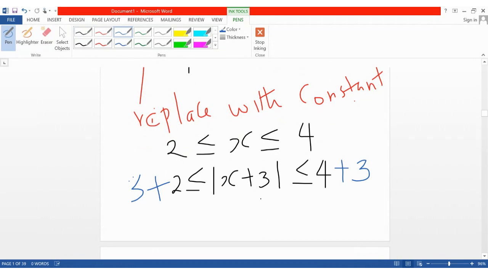Easy start, because we have magnitude. It does not work with any other function when you have a magnitude. So you'll get 5 is less than or equal to the magnitude of x plus 3, which is less than or equal to what? 7. That is the magic we do.